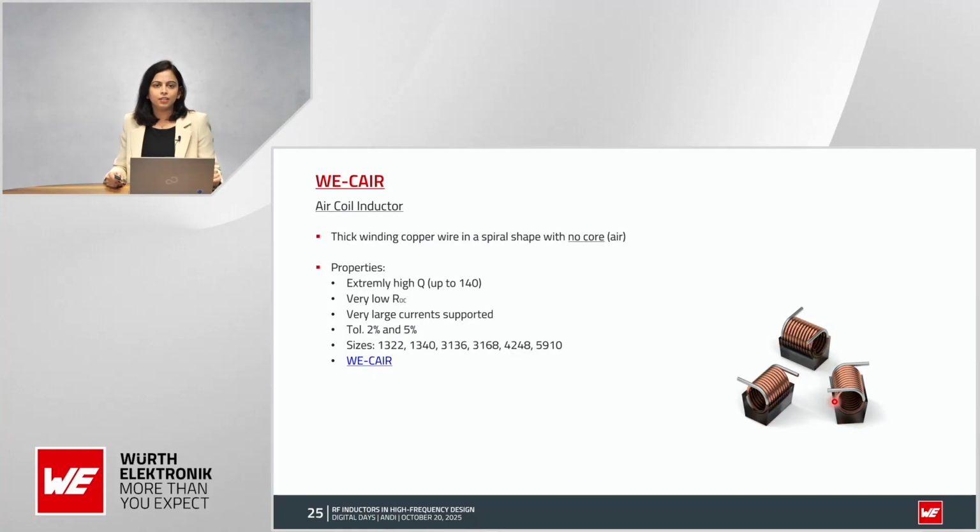Then come the air core inductors. As we say, air core, so it comes with air as the core, there's no core. So it's a thick winding of copper wire in a spiral shape. Properties: extremely high quality factor, because we are talking about air, so there are no core losses in these inductors. Very low RDC, very large current they can support, and they come with a tolerance of 2% and 5%. We offer many different sizes in these coils, for example 1322, 5910, 4248, etc.